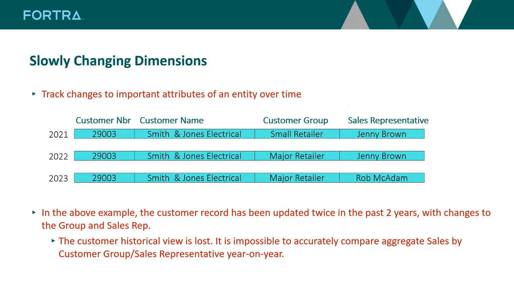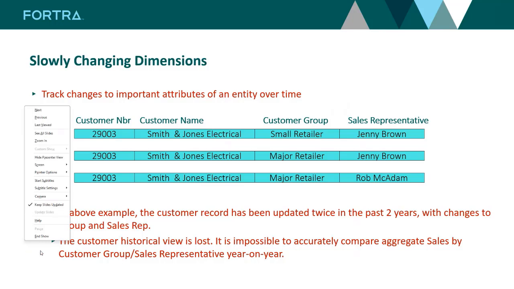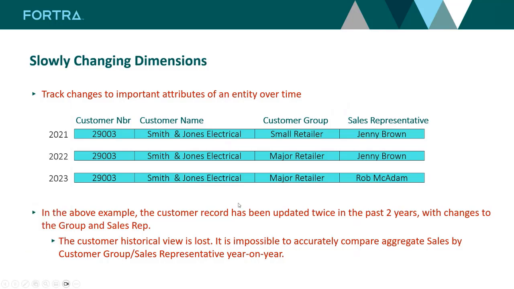Later, a new sales rep was hired and assigned to this customer. The customer record was simply updated with these changes when it occurred. The operational database has no knowledge of the prior values, and this is normal. So if you run a sales report by customer group and sales representative with a year-on-year comparison, the report is going to be incorrect for prior years. It'll show, for example, that Rob McAdam made sales to this customer in 2002, before he was even hired.